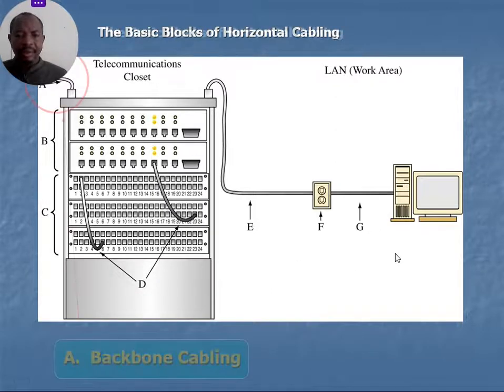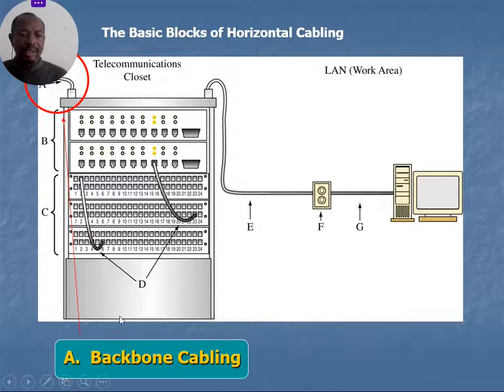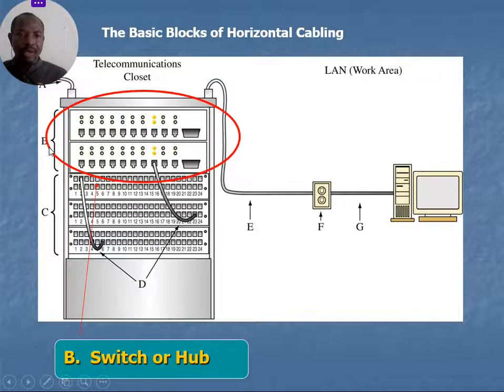Okay, the first one is called the backbone cable. The backbone cable that comes and terminates in the telecommunication closet. The cable that comes to the telecommunication closet is called the backbone cable. Now, after that, let's take a look at the second one, the B. We label them A to G. We're going to explain each of them.